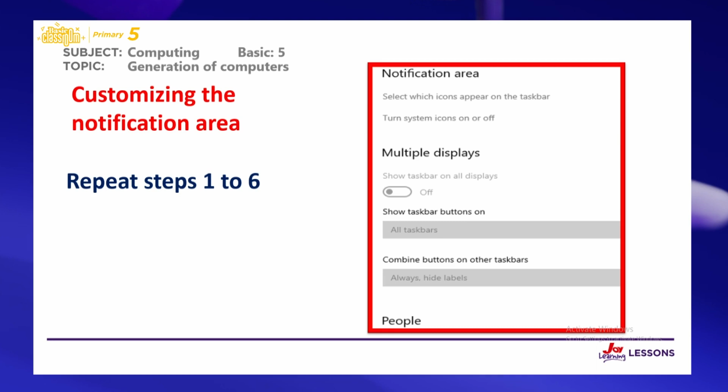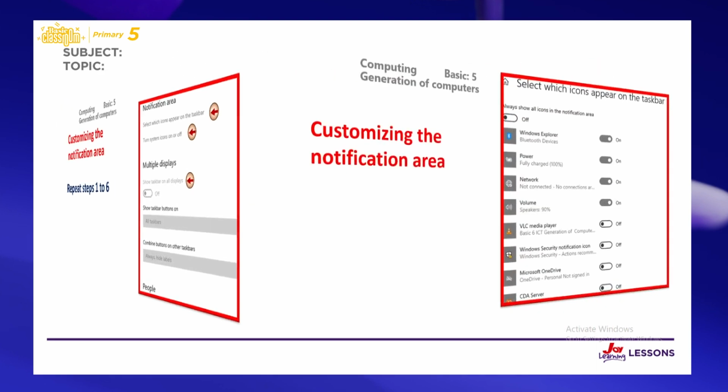Now from here, we can do some settings. So for example, select which icons appear on the taskbar, turn system icons on or off, multiple displays, show taskbar on all displays. We have show taskbar buttons on, combine buttons on other taskbars. So all these options here, we can use them to customize our notification area. So let's look at some examples here. Right, so all these things we are going to change.